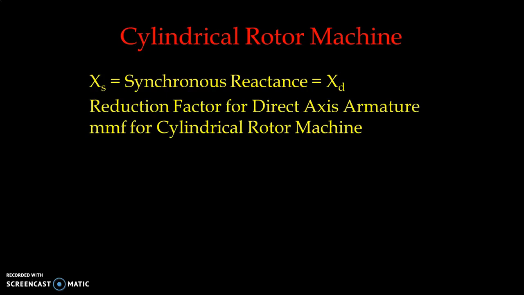Reduction factor for direct axis armature MMF for a cylindrical rotor machine, and that can be given by PD, that is pi square psi divided by 8 sine psi pi divided by 2. That is all about how to determine direct axis as well as quadrature axis reactance for a salient pole type of rotor machine. So with this, I must stop here. Thank you very much for watching my video. Thank you very much.